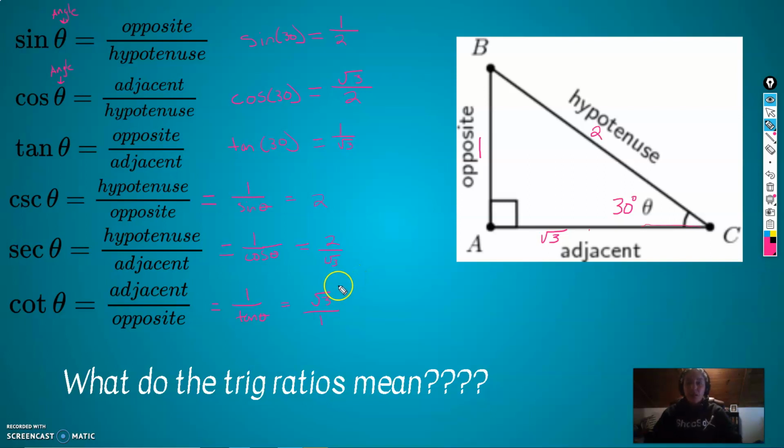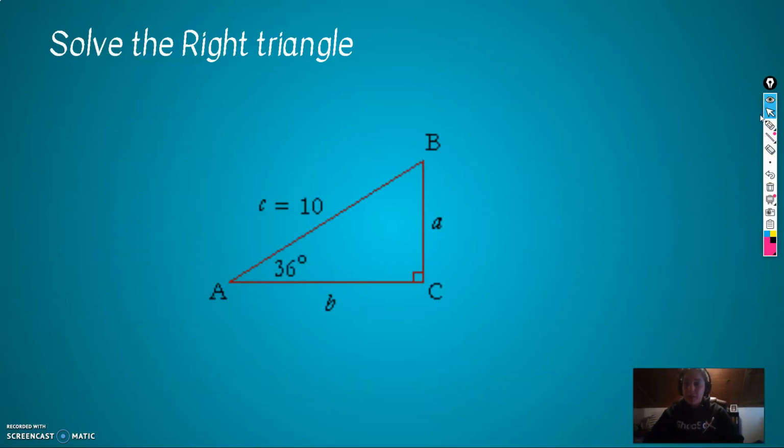Okay, so let's see these guys in practice. In the two examples I'm going to use, we're going to solve right triangles, and we're going to see how these are useful to figure out every angle in a right triangle as well as every side length. So what does it mean to solve the right triangle? Solve the right triangle means find me every angle in a right triangle and tell me what all 3 sides are. So tell me every angle and tell me every side.